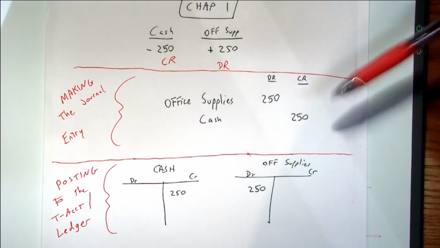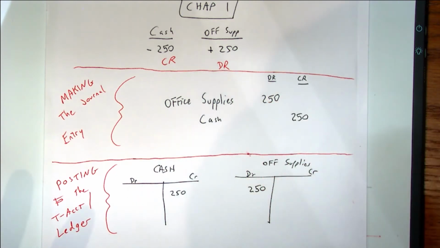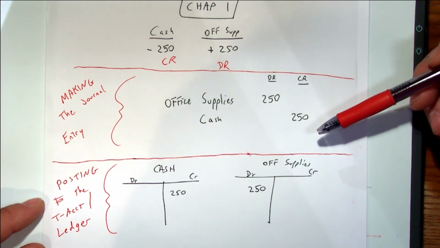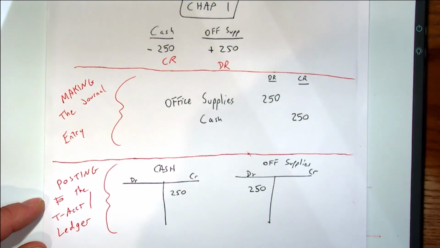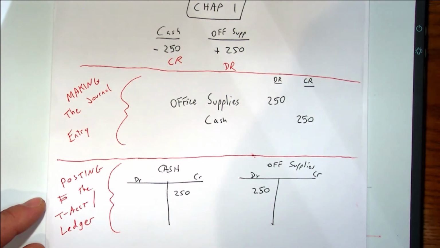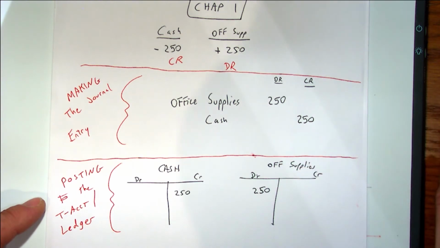Now the total of the debits and the total of the credits always has to equal. In this instance, there's only one account being debited and one account being credited, so it's pretty easy to see that they are equal. 250, 250. Are you with me? But sometimes there'll be two accounts being debited or two accounts being credited. The total in the debit column always has to equal the total in the credit column. Are you with me? Okay?